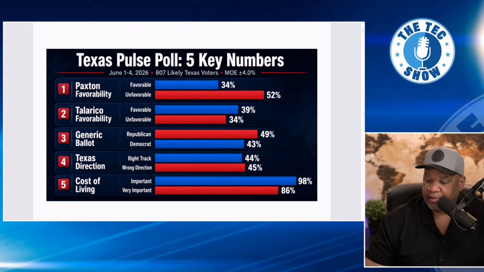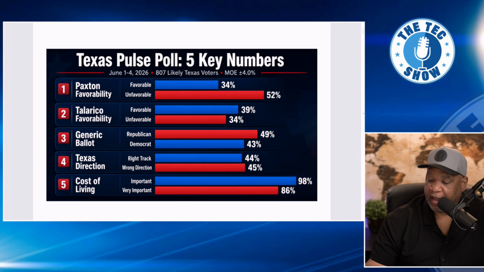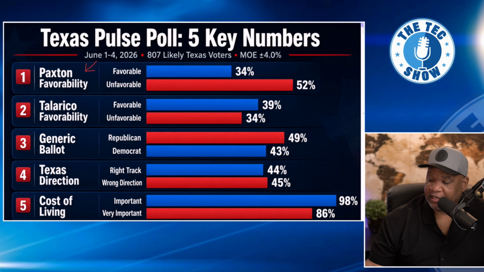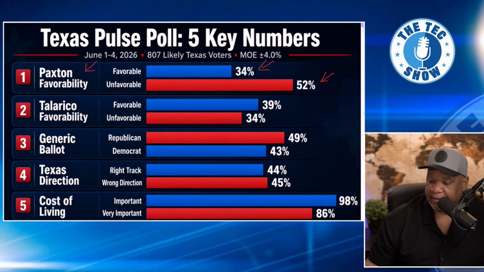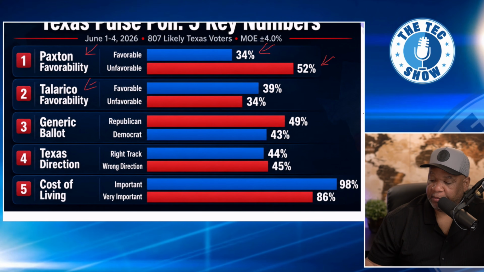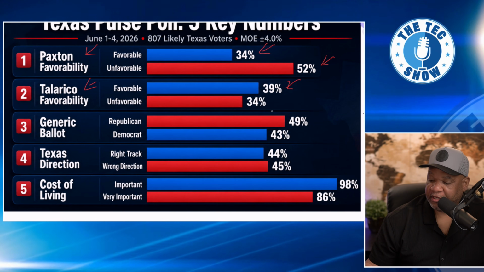And so now let's look at some of the other questions that were asked. So they asked a question of favorability, and so Paxton had a favorability of 34%, unfavorable 52%. Now looking at Talarico's favorability. So Talarico's favorables, 39%, unfavorable, 34%.